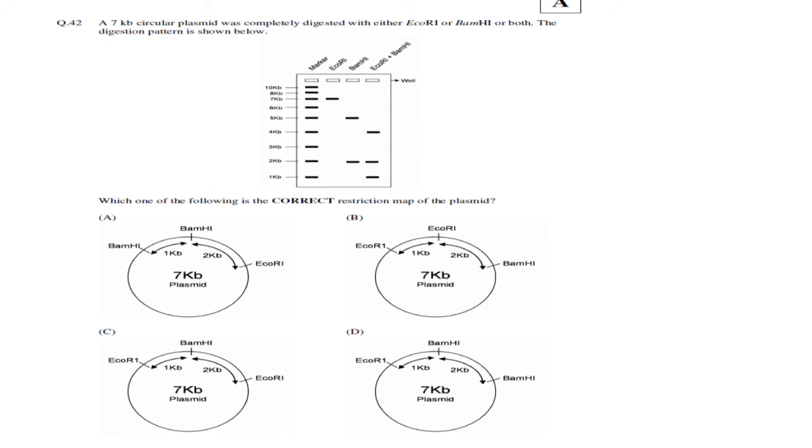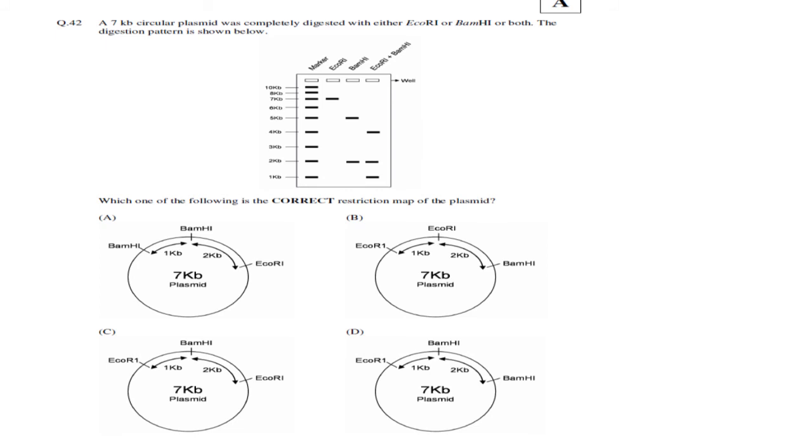Sorry. The digestion pattern is shown below. When it is digested with EcoRI alone, you get a 7 kb band. With BamHI, you get a 5 kb and a 2 kb band. And if you digest with both EcoRI and BamHI, you get a 4 kb, 2 kb and 1 kb band.